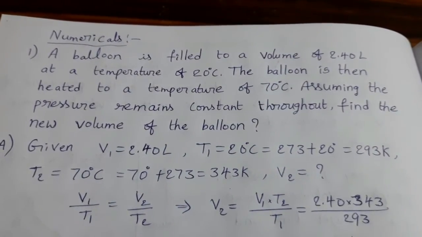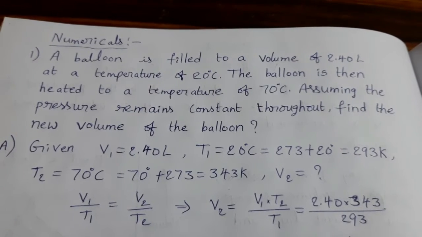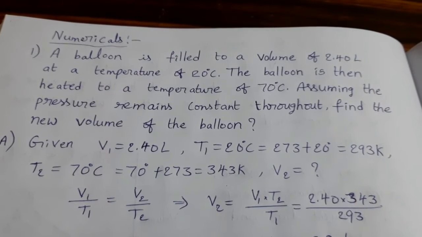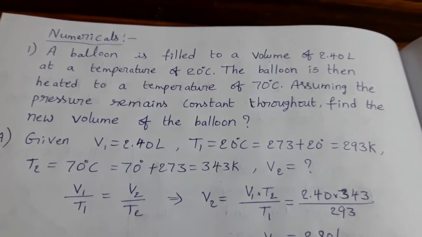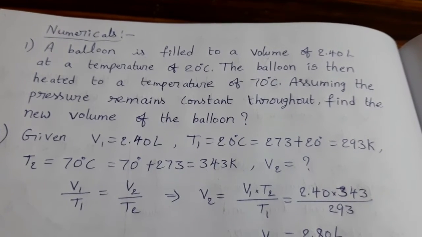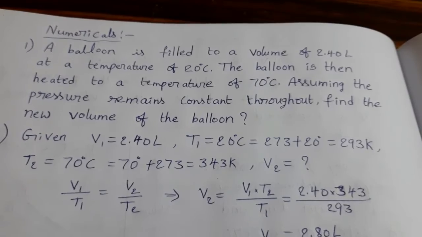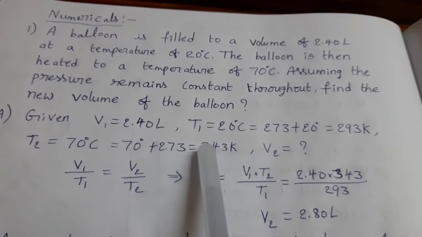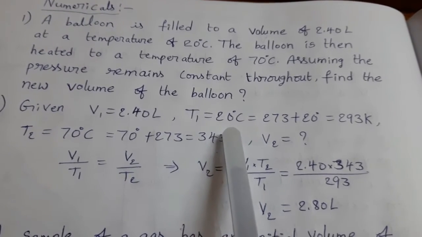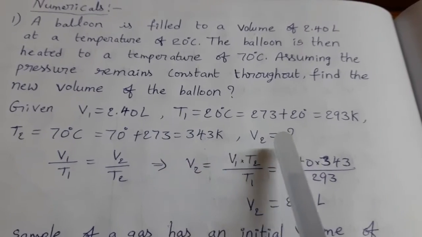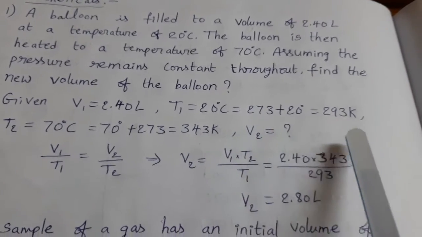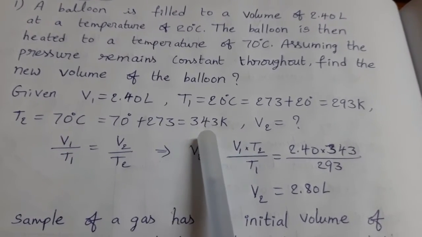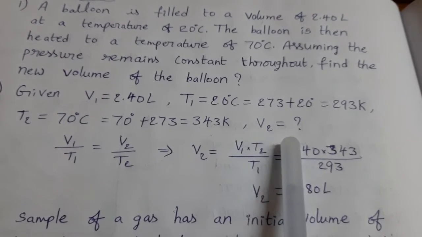Okay. Next, see the numericals related to Charles law. A balloon is filled to a volume of 2.40 liters at a temperature of 20 degrees Celsius. The balloon is then heated to a temperature of 70 degrees Celsius. Assuming that pressure remains constant throughout, find the new volume of the balloon. Okay. Initial volume V1 equal to 2.40 liters. Initial temperature T1 equal to 20 degrees Celsius. Convert this into Kelvin scale. Then we have to add 273 to this. Then we can get 293 Kelvin. Final temperature 70 degrees Celsius in Kelvin scale 343 Kelvin. V2 we should find out.